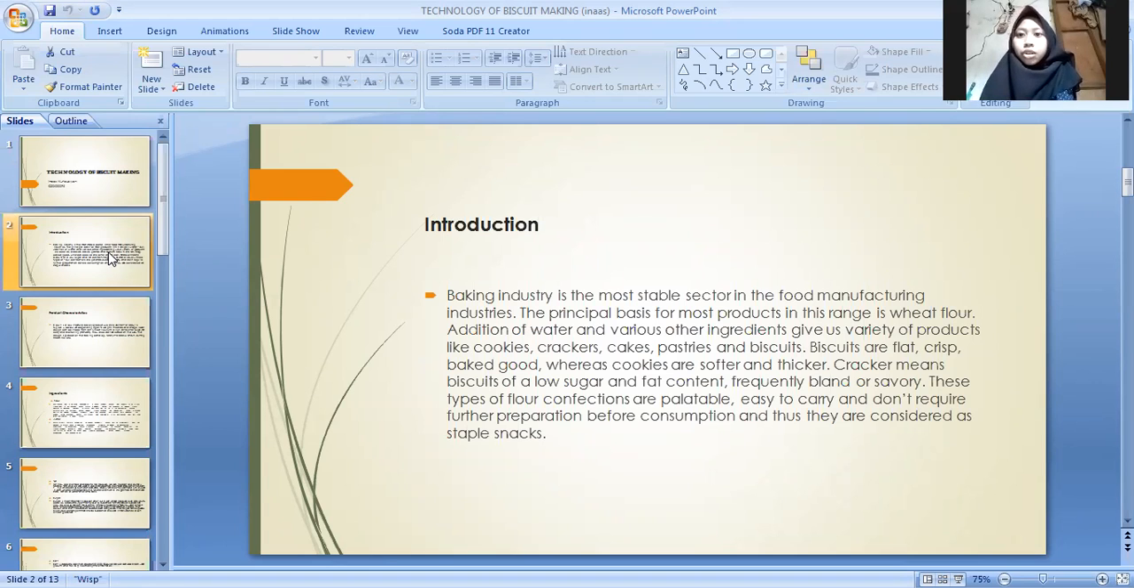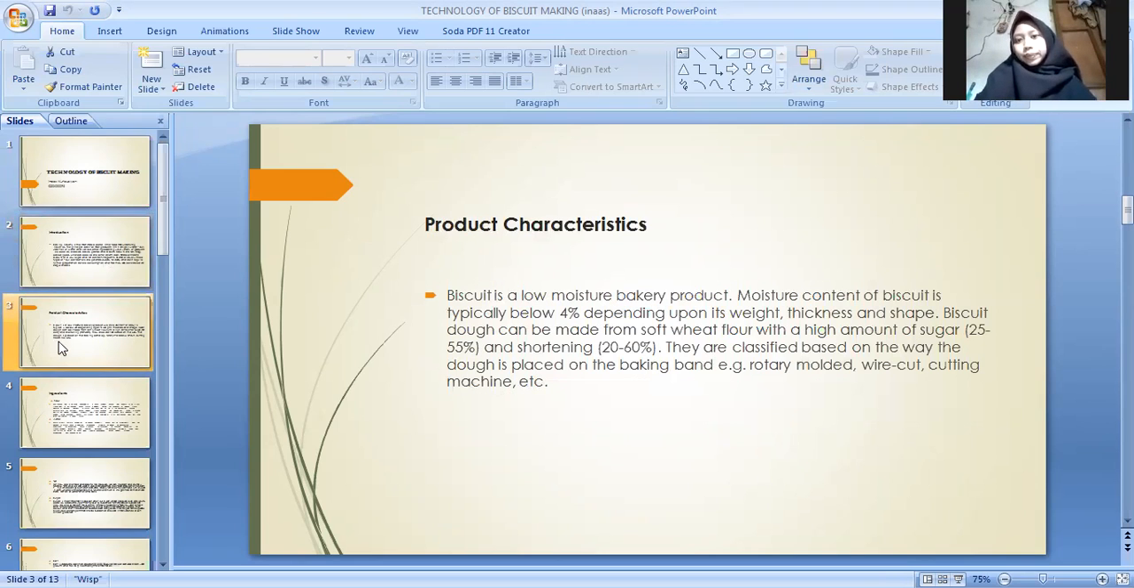The first, introduction. The baking industry is the most stable sector in the food manufacturing industry. The principal basis for most products in this rank is wheat flour. Addition of water and various other ingredients gives rise to a variety of products like cookies, crackers, cakes, pastries, and biscuits. Product characteristics: biscuit is a low moisture bakery product. Moisture content of biscuit is typically below 4%, depending upon its weight, thickness, and shape.